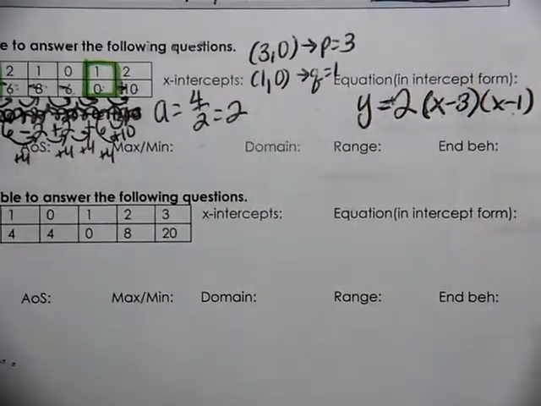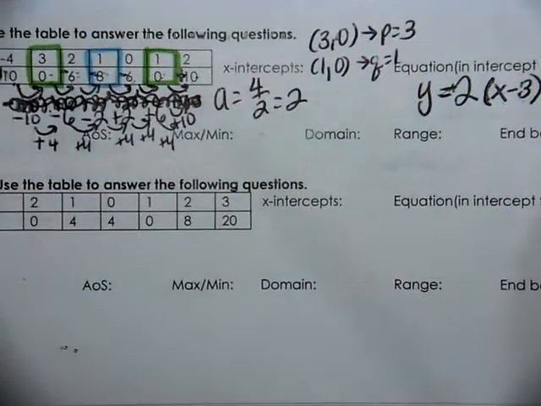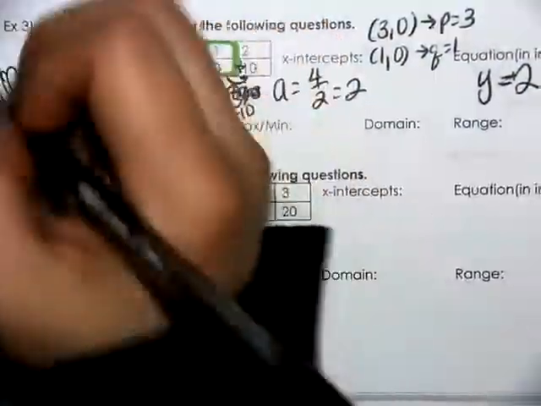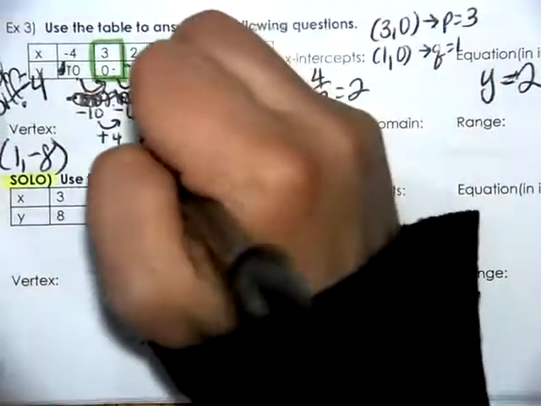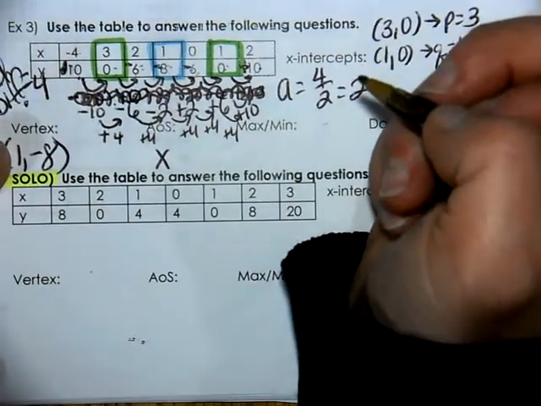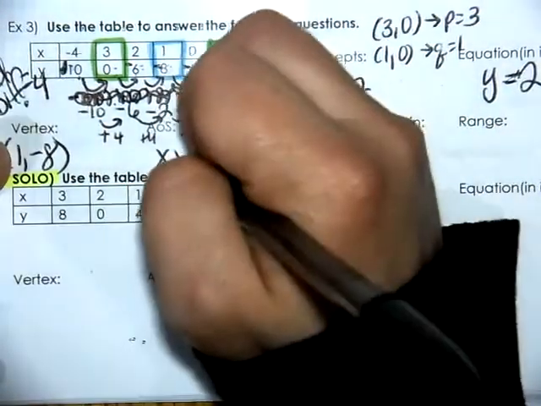With my vertex being, well, let's go ahead and look for some symmetry. That symmetry was located right here, and that's supposed to be (1, negative 8). So we're going to say my vertex is located at (1, negative 8). My axis of symmetry is based on the x part of our vertex, and that is going to be x equals 1.